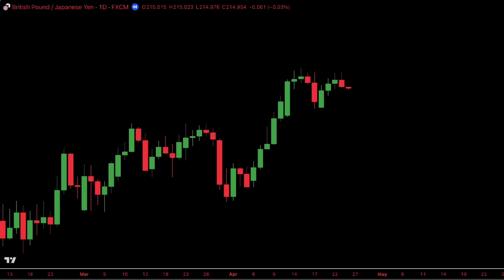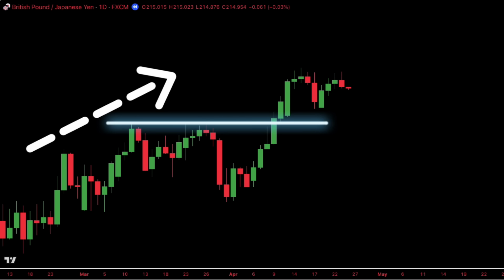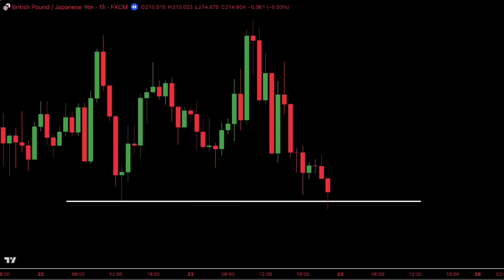Now, let's move to the higher time frame to confirm the setup. On the daily chart, the market is clearly trending upward. Price has already broken above a key resistance level, which suggests that the bullish momentum is likely to continue. Now let's go back to the 1-hour chart to execute the trade.